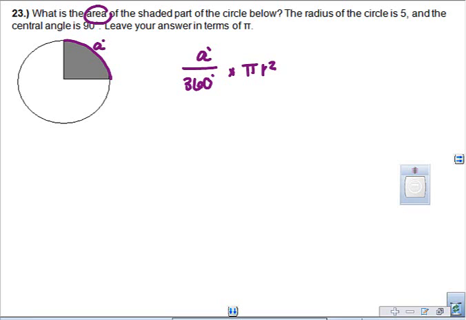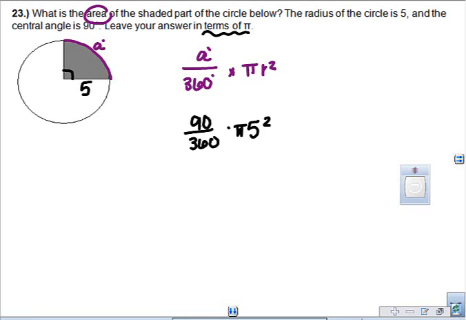So we are told that the radius is 5 and that the central angle is 90. Remember, the central angle here is the same as the arc measure. So our A is 90. So we'll plug in a 90 and a 5. And when you work this out, you're told to leave it in terms of pi.